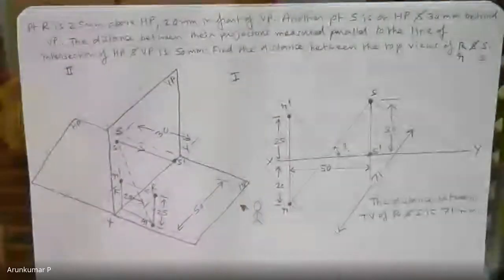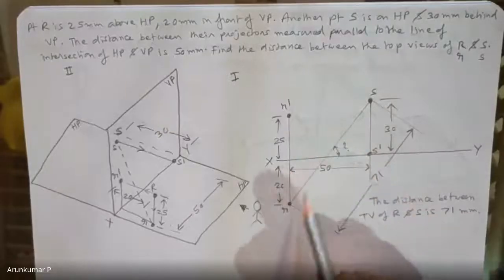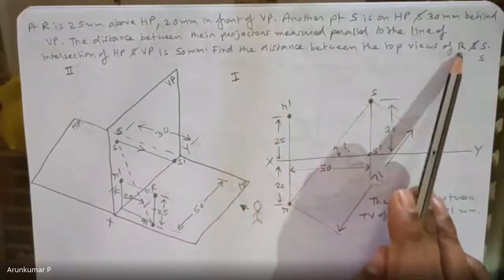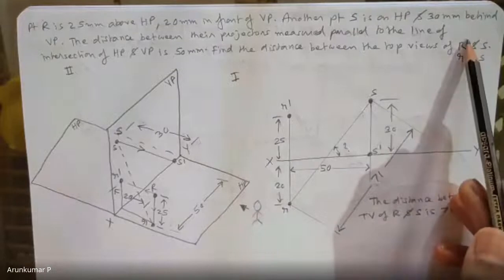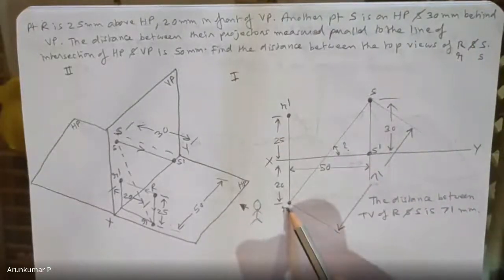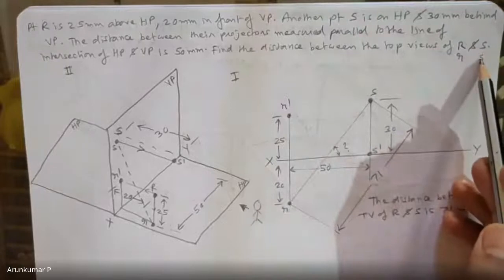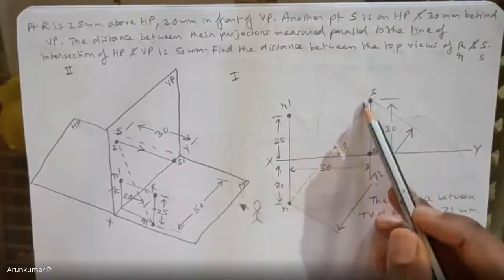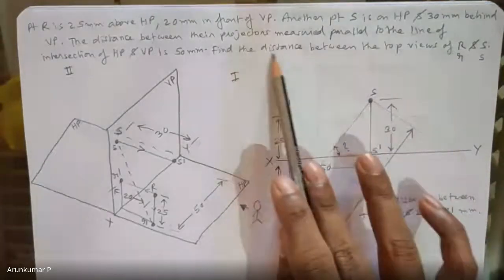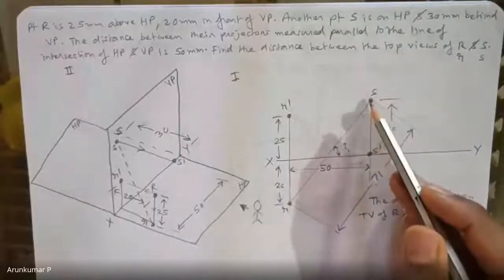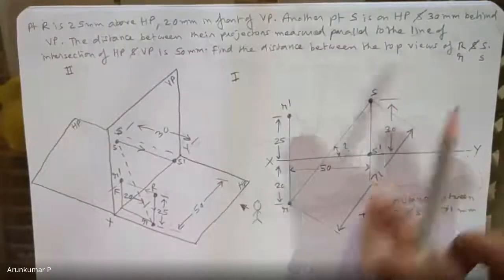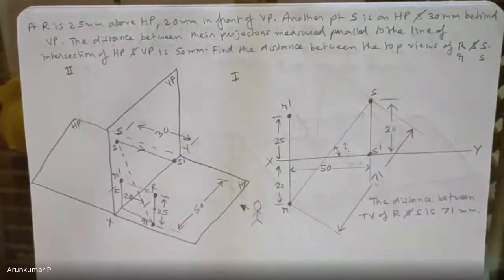71. Okay. See this 71 mm. You are asked to find the distance between the top views of R and S. So top view of R is small r here. Top view of S is small s. You have to join r and s by a straight line because they are asking you to find the distance between the top views. So if you join r and s, you have to find out the length of this line, which is 71 mm. Okay, sir. Yeah.